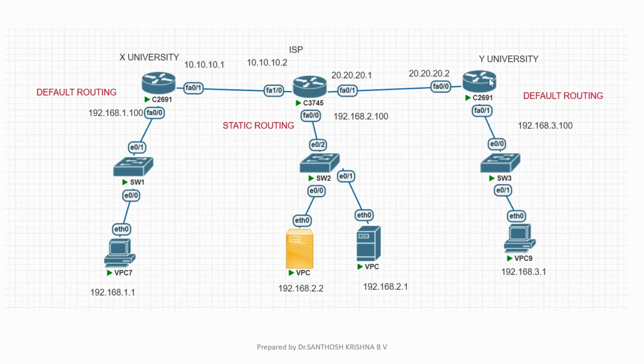Similarly, if Y university does not know where exactly my destination is present, it will divert all the packets to the ISP. So I will do default routing on the X university router and default routing on the Y university router, diverting all the packets by default to the ISP. The ISP will forward the packets to the particular end destination. Then I will do static routing on the ISP, so that it is easy for me to add both the networks on the ISP.